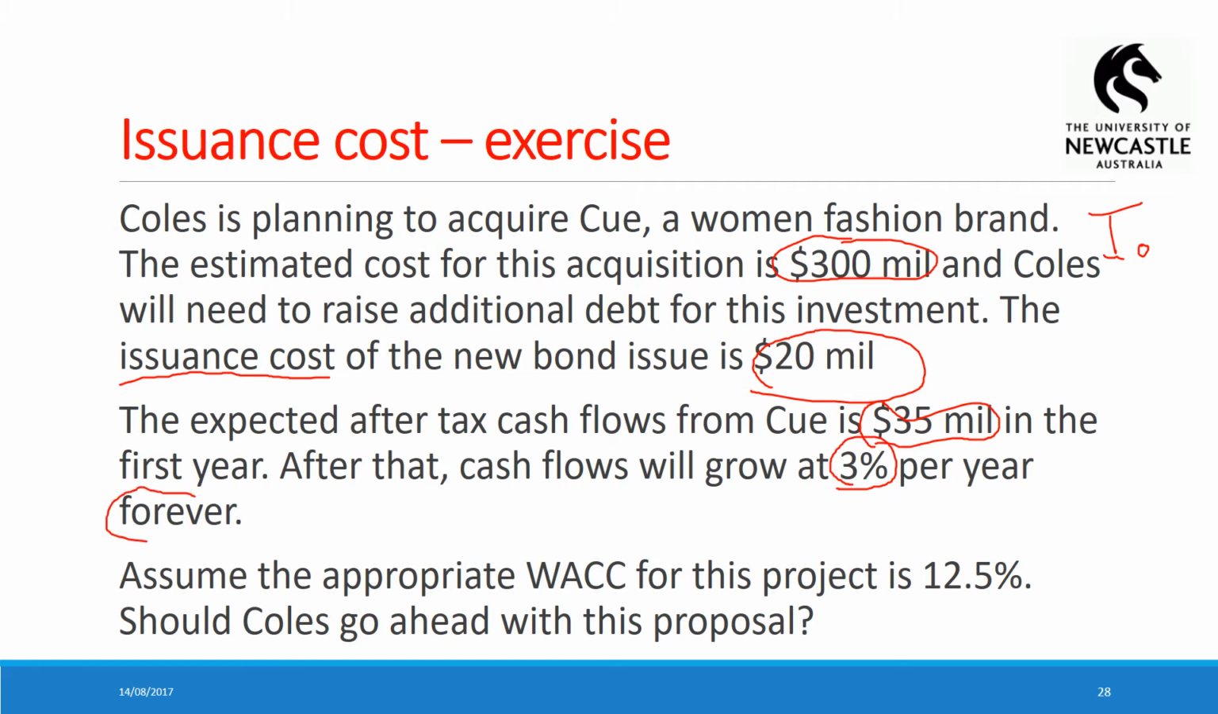When we see the word forever, we know that we're dealing with a perpetuity. We have an estimate for the cost of capital. The question here is, should the company go ahead with this proposal? If we were to use the NPV method to evaluate this project, what will be our decision rule? We should accept the project if the NPV is more than 0. So for this exercise, we have to consider all the cash flows in the future as well as the initial outlay.